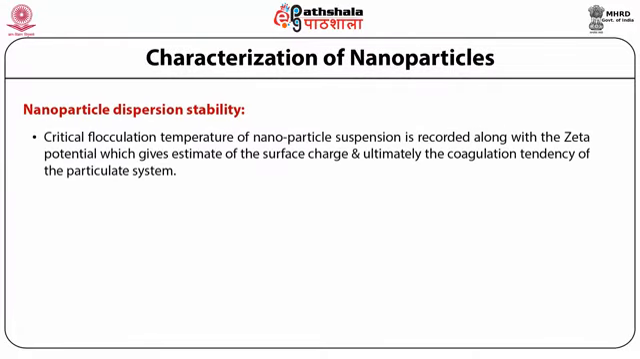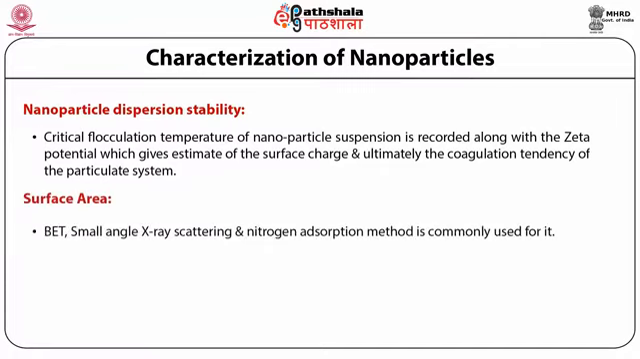Nanoparticle dispersion stability. For this, critical flocculation temperature of nanoparticle suspension is recorded along with the zeta potential, which gives an estimate of the surface charge and ultimately the coagulation tendency of the particulate system. Next is surface area. BET, small angle X-ray scattering, and nitrogen adsorption method are commonly used for it.